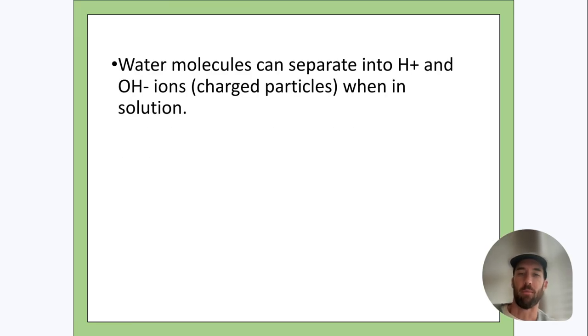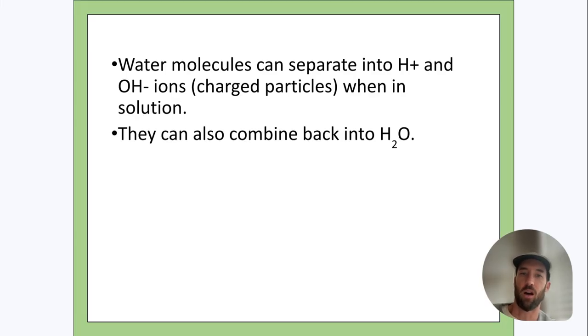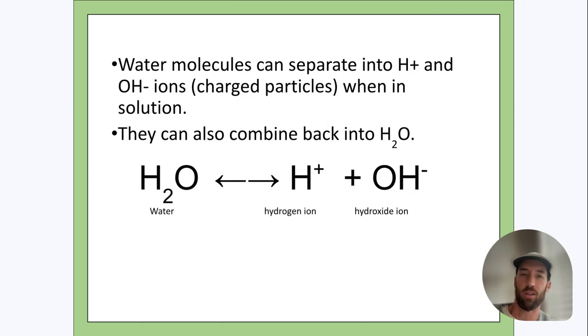Water molecules can be separated into hydrogen ions and hydroxide ions, which are charged particles, when they are in a solution. And they can also combine back into H2O, so very versatile. So here's the chemical formula for that. What we see here is H2O, which is a molecular compound, and then you have hydrogen ions and the hydroxide ions. And so, how does water separate into hydrogen and hydroxide ions?